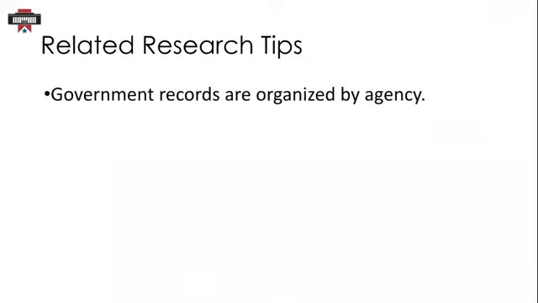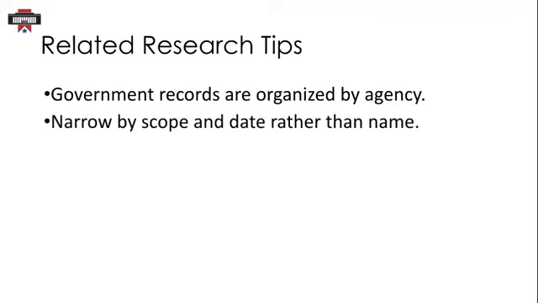And lastly, let's cover a few research tips that might help you. So government records are organized by agency. When using government records for research, think about which agencies would have created the types of records you need. If you're doing genealogy, you'll want to consider what interactions your ancestor or the person you're researching had with the government and what types of records would have resulted from that. For example, if you know they served a sentence in the state penitentiary, the government would have created records of that.